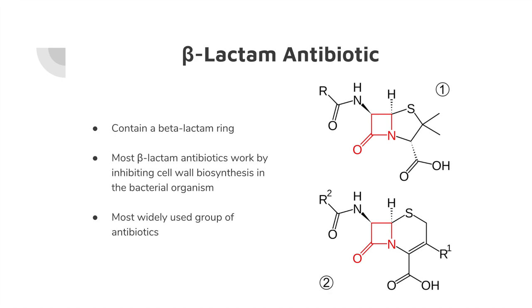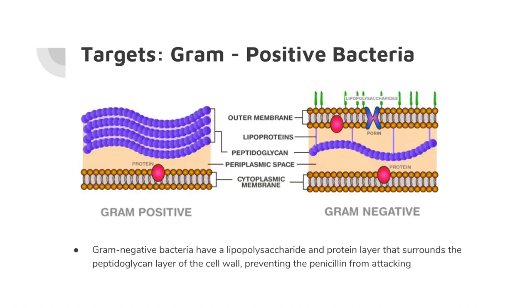So all penicillins are beta-lactam antibiotics, which means that they contain a beta-lactam ring, which is highlighted in red in the two diagrams over here. So a beta-lactam ring is a four-membered lactam. The nitrogen atom is attached to the beta carbon atom relative to the carbonyl group, which is the C double bonded O. Most beta-lactam antibiotics work by inhibiting cell wall biosynthesis in the bacterial organism, which is one of the mechanisms of action of antibiotics, as mentioned before.